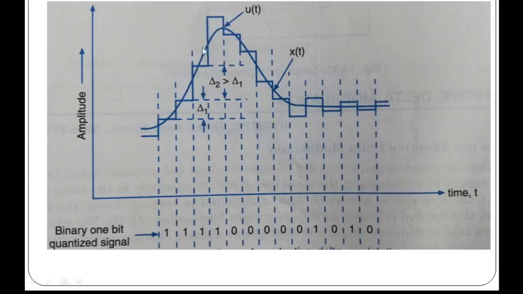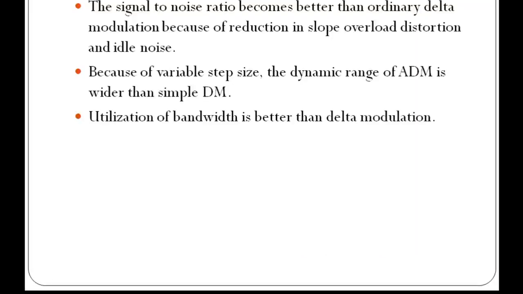the step size is increasing and the slope overload distortion will not take place. Similarly, when the signal is somewhat constant, where its amplitude level is not changing very much, or simply you can say the slope is very small, then the size of these pulses is decreasing, or the height of these pulses is decreasing. So this will reduce the granular noise. This way adaptive delta modulation will work.